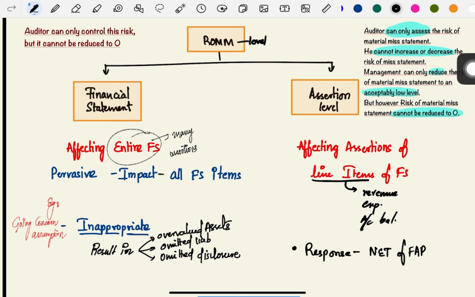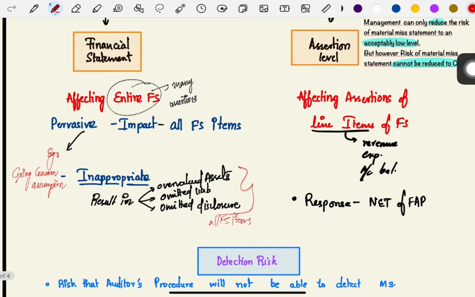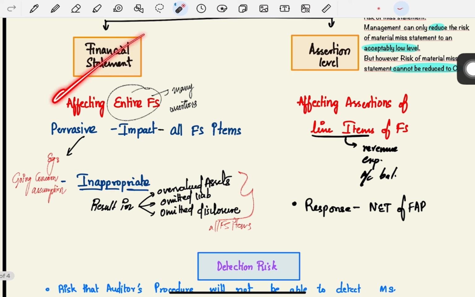So what is an example of pervasive? For example, the auditor expresses an inappropriate opinion on the going concern assumption. Because of this, it will result in overvalued assets, omitted liabilities, omitted disclosures. So ultimately, it is affecting all financial statement items. So this was about the risk of material misstatement at the financial statement level.